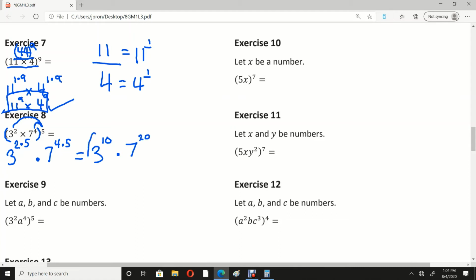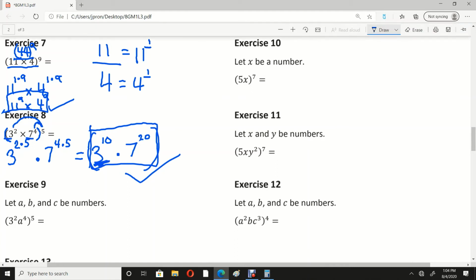And I think this one was a better example of what we're trying to do right here, because you wouldn't want to actually bring out 3 to the 2nd power and 7 to the 4th power. So like when we were up over here, the 11 times 4, that was super easy to multiply, so we could have done that. But over here, 7 to the 4th power, that's not fun. I don't want to figure that out. So we'll leave it like this, and this will look good. And we're going to move forward to exercise 10.